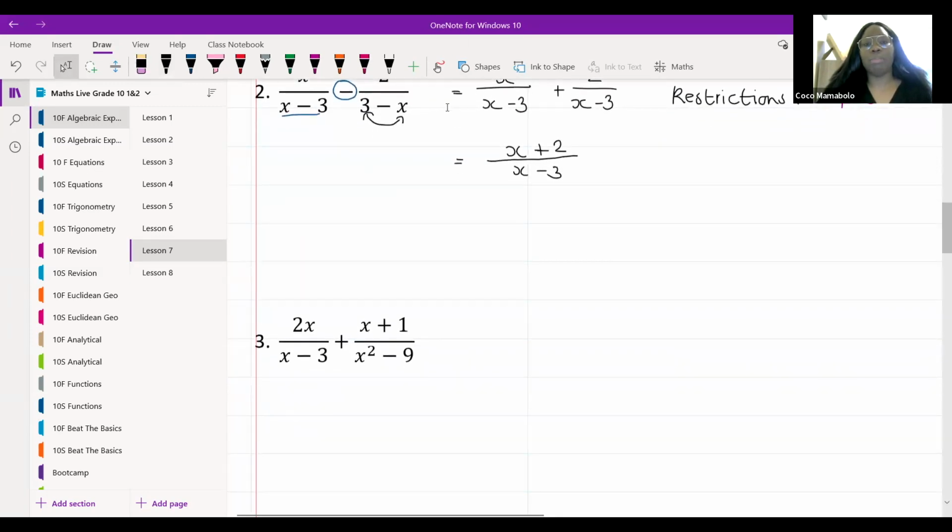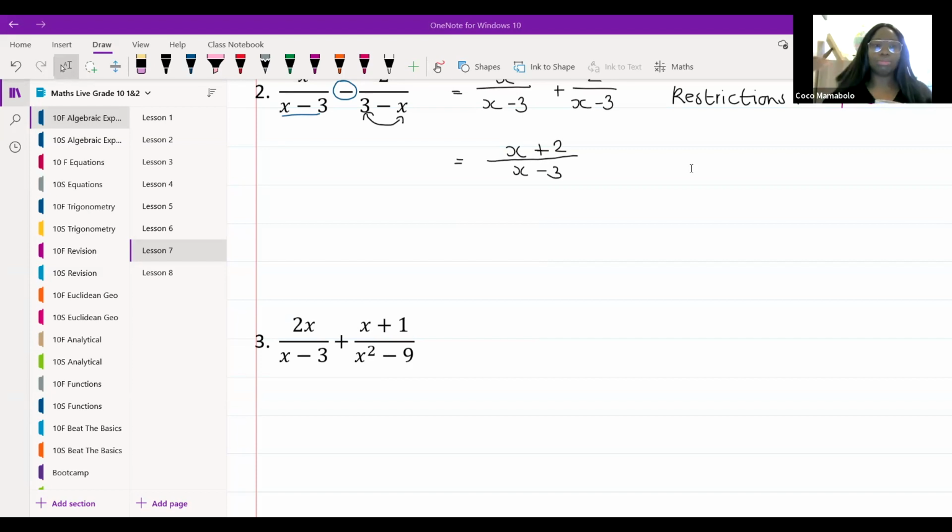Before we continue, remember I said our denominators must always be fully factorized. Does anybody notice anything in the denominator where we can factorize? And what kind of factorization are we seeing here?